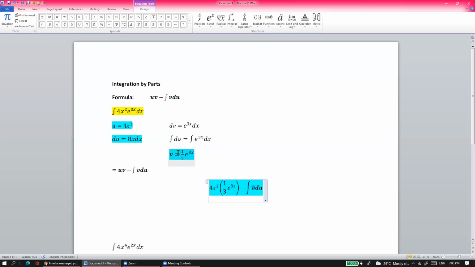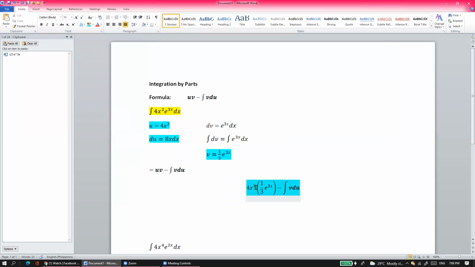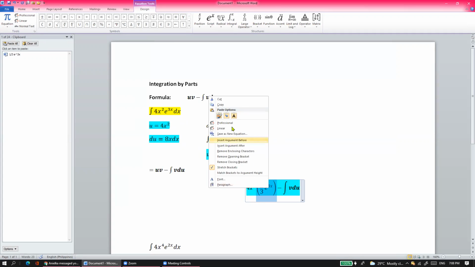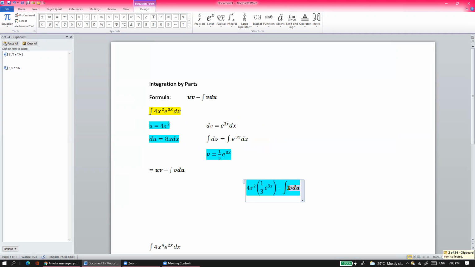Ang v dito, papalitan ko uli ng 1/3 e to the 3x. Copy. Ito siya ulit. Kaya ito na lang yung copyain ko. Yung nasa loob ng ating equation, yung naka-parenthesis na kaagad. Let me see kung kaya yan. So, copy. Insert ko siya dito. Sa v. Yung v kasi ang papalitan niya. And then du is actually 8x dx. So yung du natin, ang magiging value, 8x dx. Copy. And then paste.